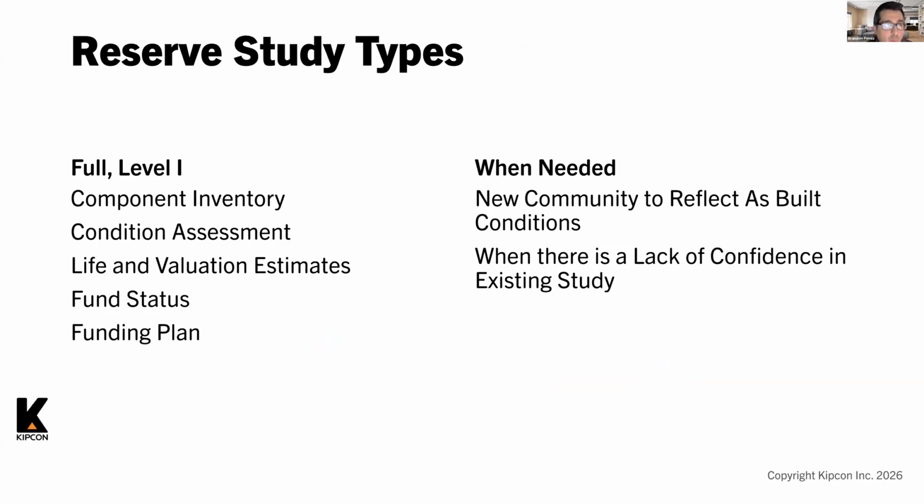So quickly, a level 1 is essentially starting from scratch. Those are done either in a new community or when there is a lack of confidence in the existing study. Obviously, we've done plenty of studies where communities are 10, 20, 30 years old and they never had a study done. So that obviously applies as well. But essentially, a level 1 study is starting from scratch and not having any prior update to base it on. So you can see the 5 items that we just talked about: component inventory, condition assessment, life and valuation estimates, fund status, funding plan. Those are all included in the level 1 study.